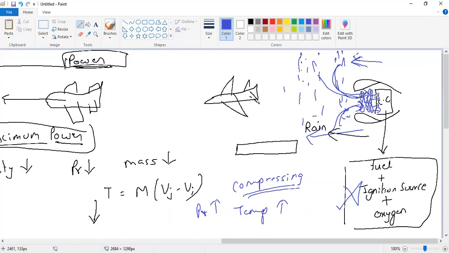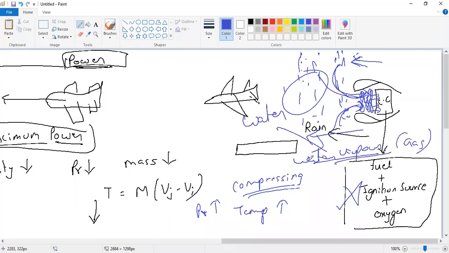This high temperature will convert the water into water vapor. That means it will be getting converted into what? Gas, which will not extinguish my flame. Understood? That's why the jet engine, when it flies into the rain, will not be switched off.